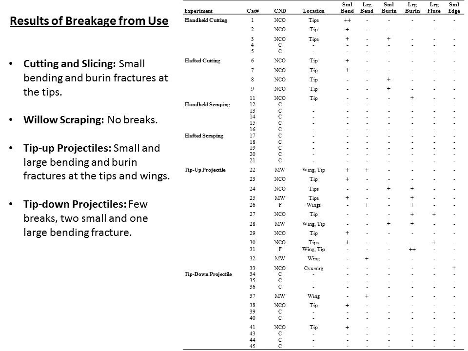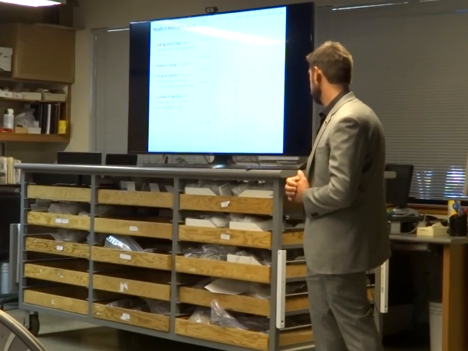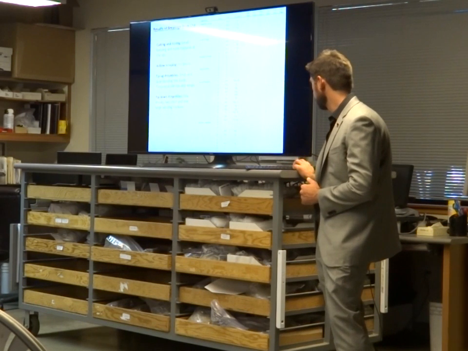Tip-up projectiles exhibit small and large bending and burin fractures at the tips and wings, and this is very similar to the archaeological patterns that we see. And then finally, tip-down crescents, there were very few breaks. There was just a couple small bending breaks at the tips and 1 large bending break on a wing.